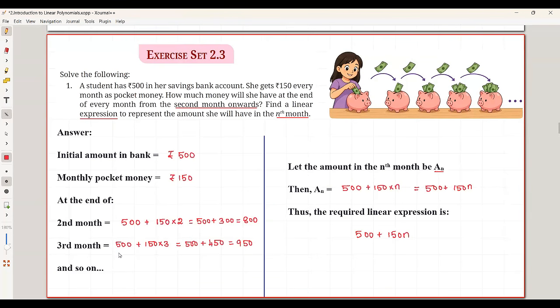Here we just found out only for the third month. If you want to know how much amount she will have in the 12th month, what will come? 500 plus 150 into 12, so you will get the amount. For the 50th month, 150 into 50. In the place of n, you can just substitute the value and you will get the answer.